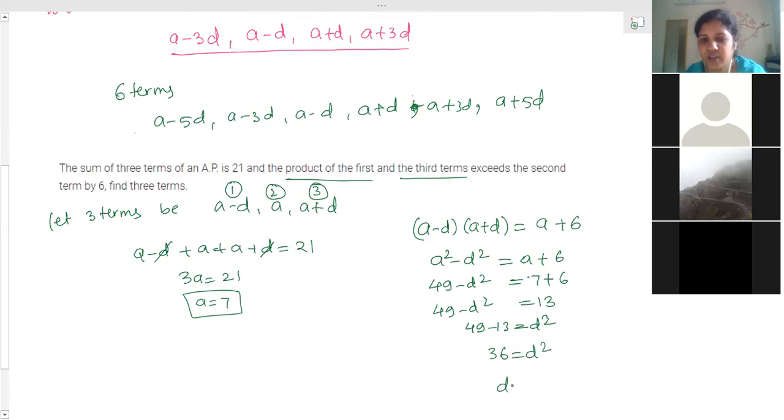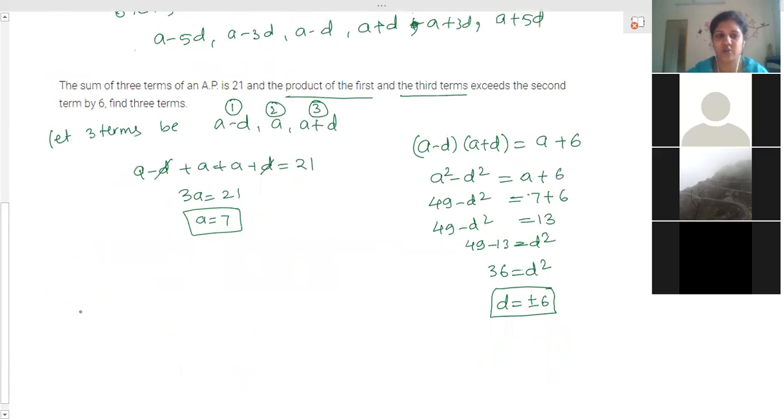So what is the value of D? It is plus and minus 6 both. It's not only 6, it is plus minus 6. And then find the numbers. You have to find out the numbers both ways.